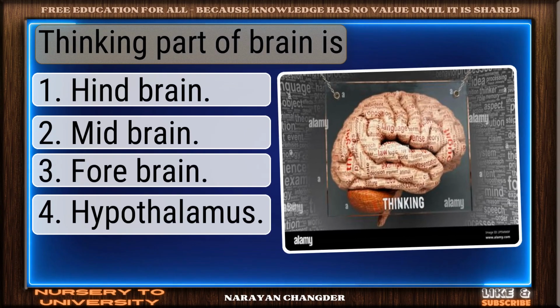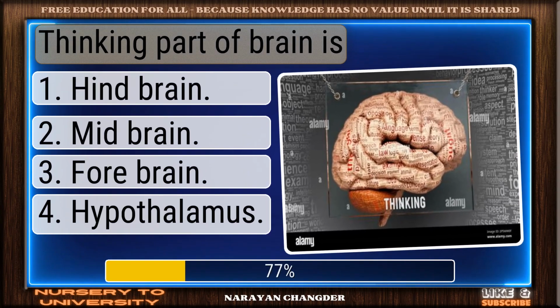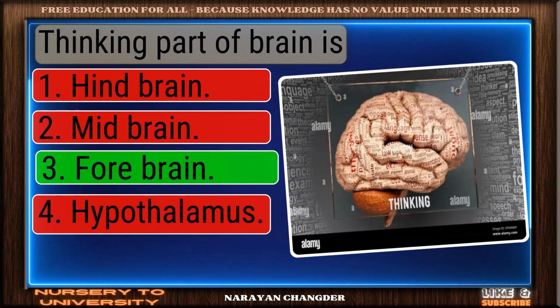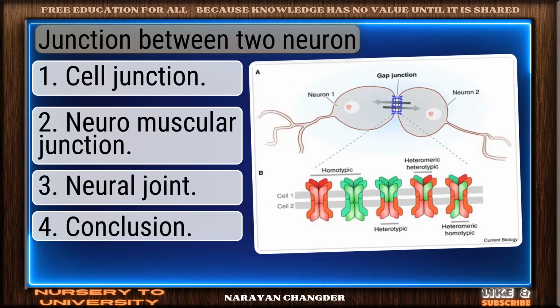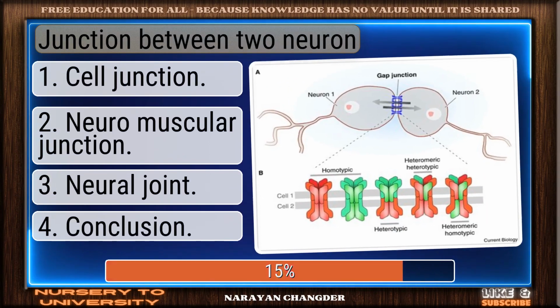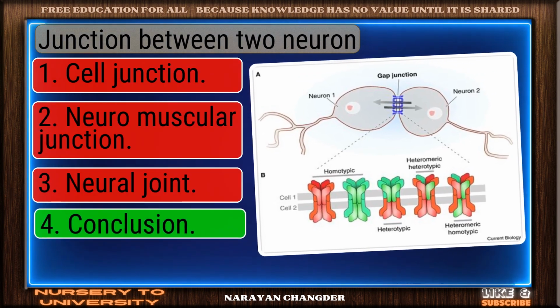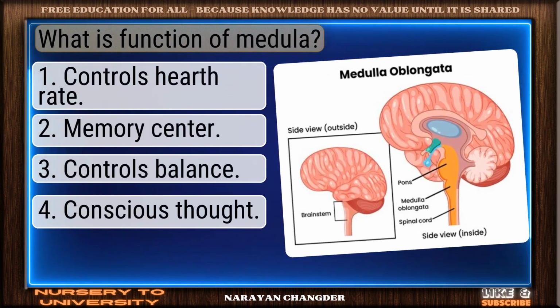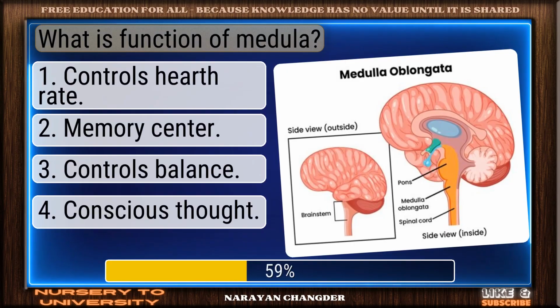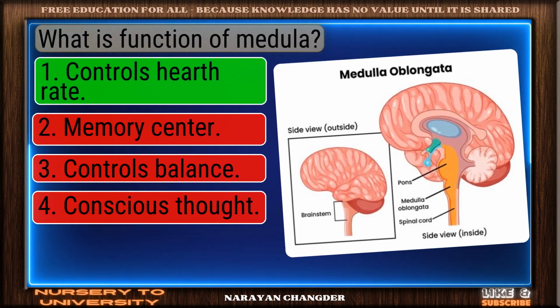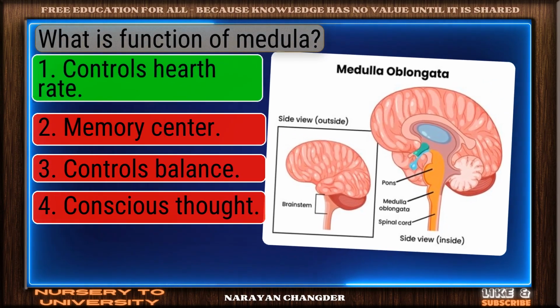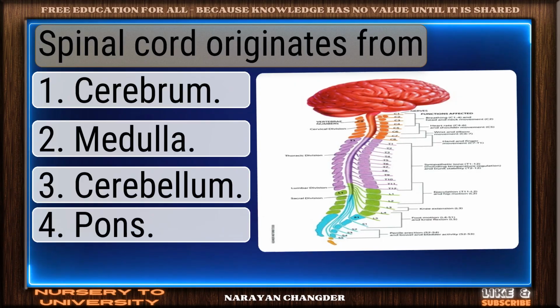Thinking part of brain is... Good thinking. Forebrain is right. Junction between two neurons. You got it. Synapse fits. What is the function of medulla? Well reasoned. Controls heart rate is correct.